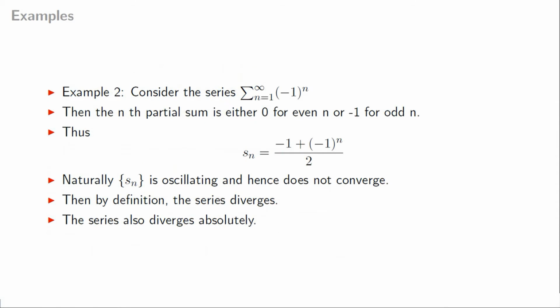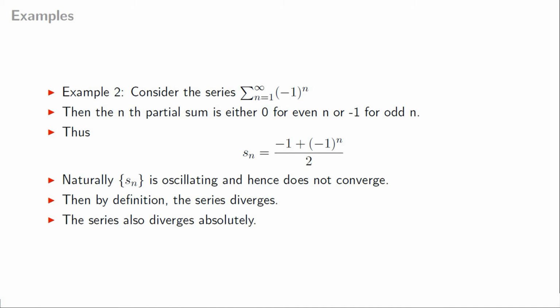Next, consider the series with alternating terms, that is summation n from 1 to infinity of (-1)^n. Then the nth partial sum is 0 whenever n is even and -1 whenever n is odd. Thus, Sn equals (-1 + (-1)^n) divided by 2. Naturally, Sn is oscillating, and hence according to our convention it does not converge. Thus, by definition the series diverges.